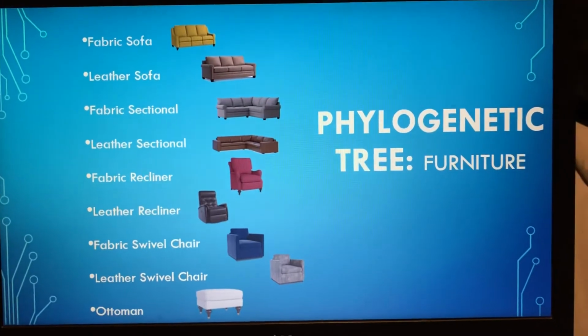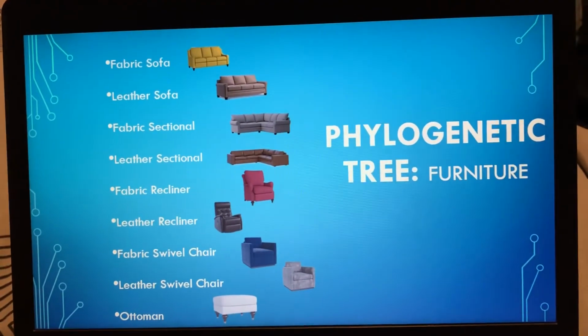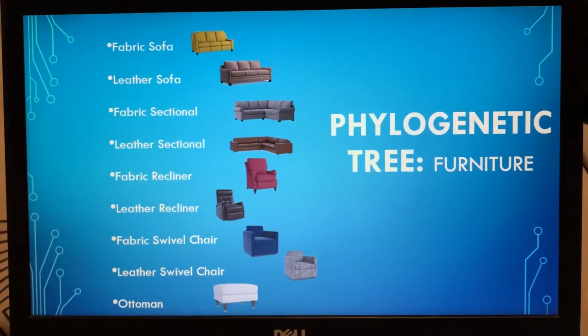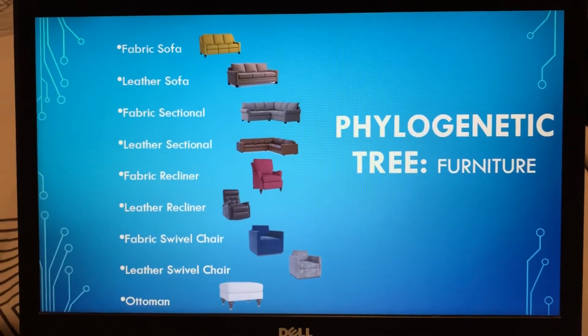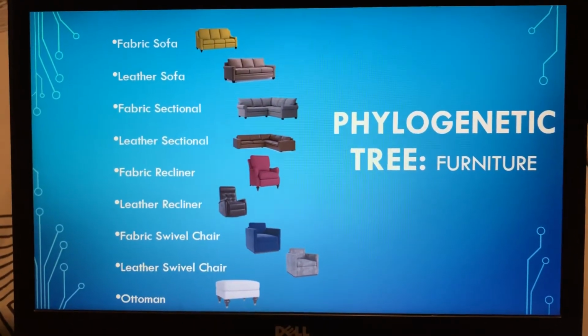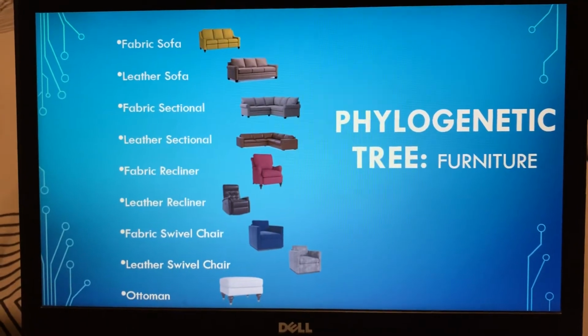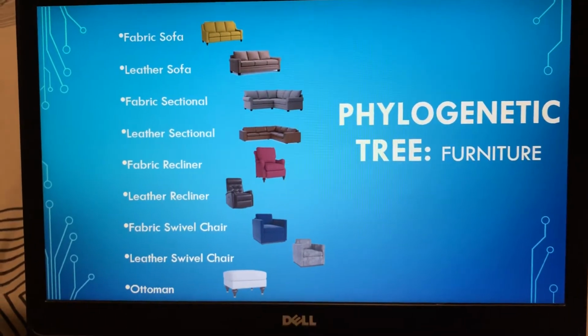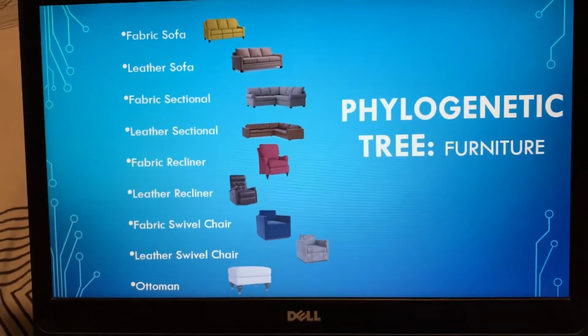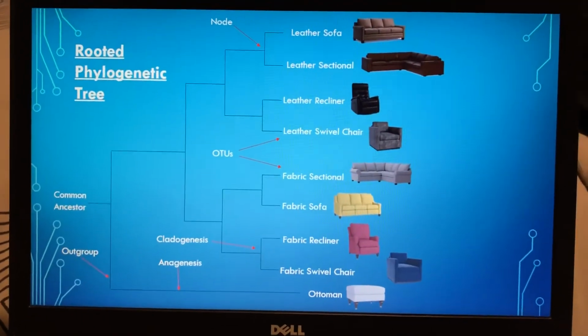So in this prompt, we had to create a phylogenetic tree using 8 items and 1 outgroup with anything you wanted, so I chose furniture. We had a sofa, sectionals, recliners, swivel chairs, each with either fabric or leather, and then the ottoman was my outgroup. So this is a rooted phylogenetic tree.